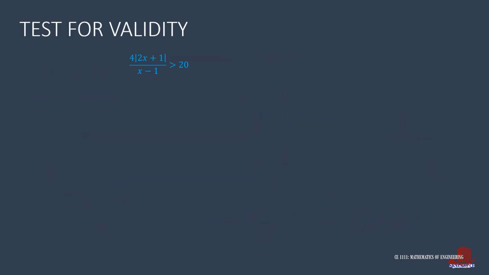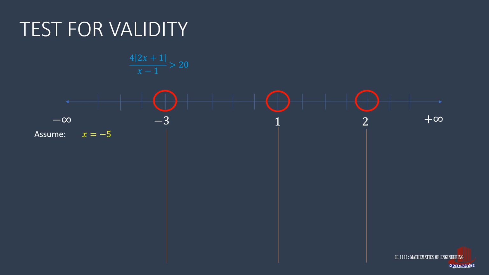Having plotted the markers on the number line, where negative 3, positive 1, and positive 2 all carry a hollow dot, we can then start with the test. Starting from the leftmost range, from negative infinity to negative 3, we assume a number, say negative 5. Plug this into the inequation, making 4 times the absolute value of twice of negative 5 plus 1. Then the denominator has negative 5 minus 1. This is then compared with positive 20.